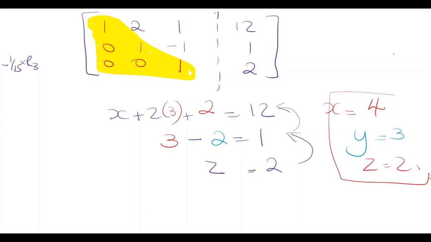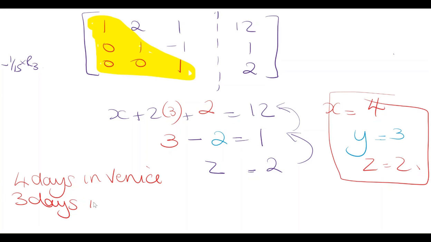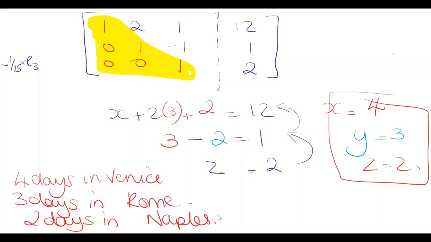So here are my solutions. So now just to write that. So Mohammed, he spent 4 days in Venice. That was our x. Our y, so 3 days in Rome and 2 days in Naples. And there's our final answer.